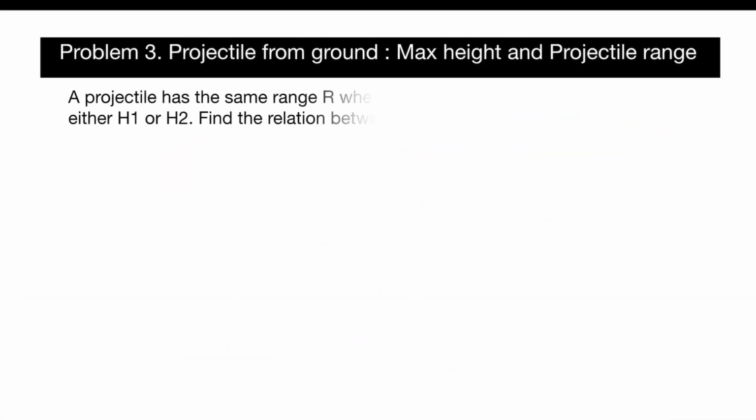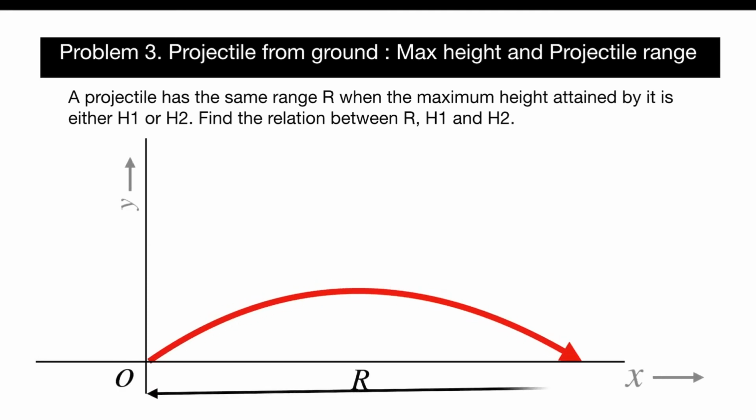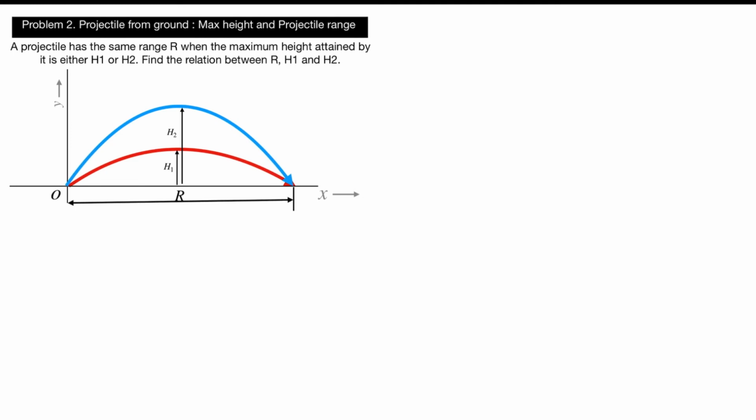Now let's check out problem 3. A projectile has the same range R when the maximum height attained by it is either h1 or h2. And we have to find out the relation between R, h1 and h2. We know that a projectile can have the same range if the object is projected at complementary angles like theta 1 and theta 2, and theta 1 plus theta 2 must be equal to 90. In that case, theta 2 will be equal to 90 minus theta 1.